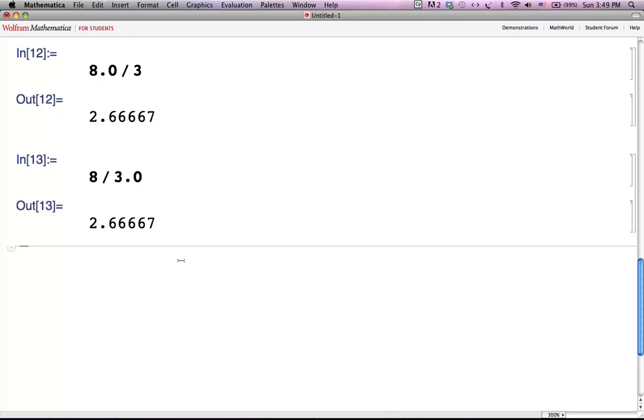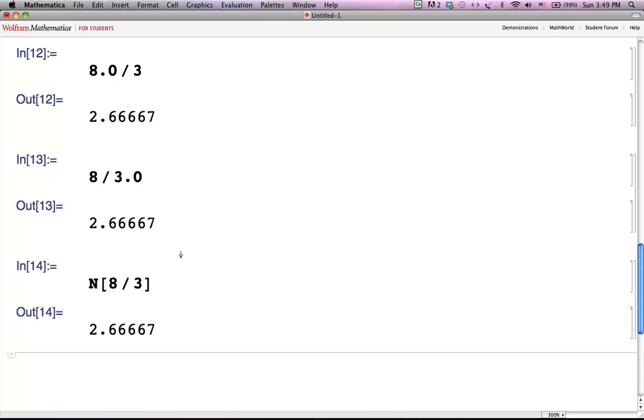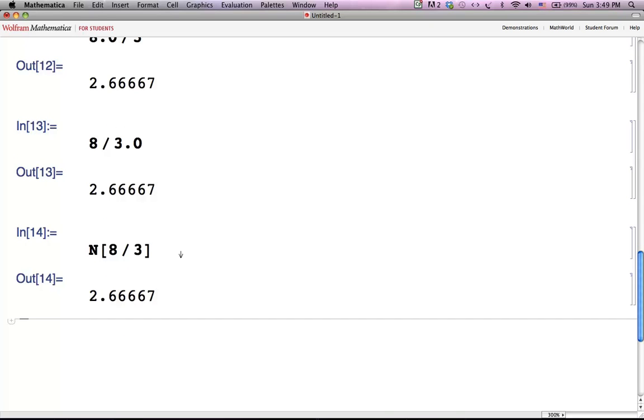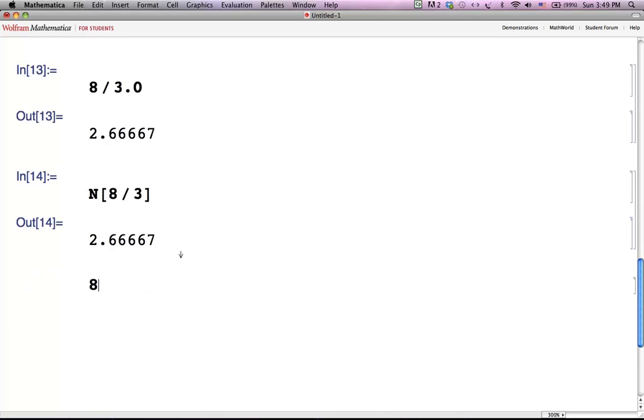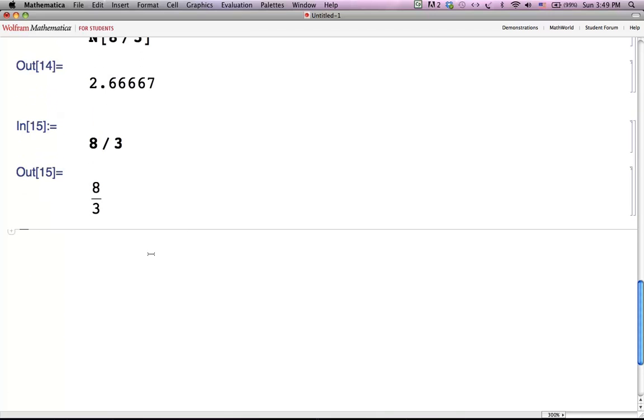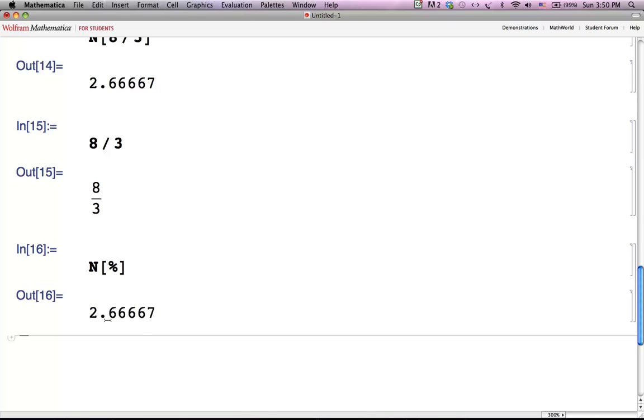Another way you can get the numerical value is capital N. That's a command in Mathematica. Bracket 8 divided by 3. And another thing you can do, if you typed in the command and executed it, you have 8 divided by 3. Another thing you can do is capital N, bracket, percentage sign. This command is telling Mathematica, okay, I want the numerical value of my last output. That's what the percentage sign means. Shift Enter, and we get the numerical value.